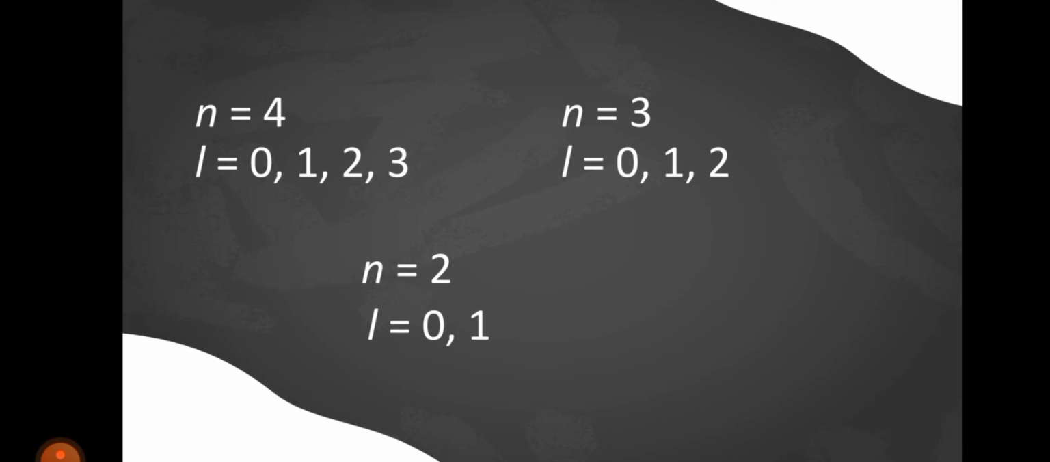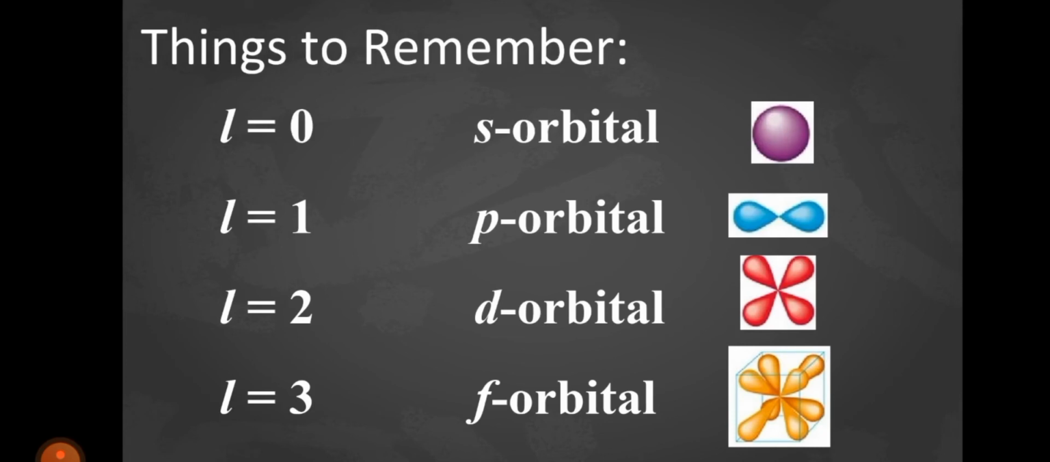Para malaman natin kung ano yung possible values ng L, n minus 1 lang. Let's say dito sa una, 4 minus 1 is 3. So, yung possible values natin dito sa una is 0 to 3. Next, n is equals to 3. So, papalitan natin tong n ng 3. 3 minus 1 is equals to 2. So, ang possible values ng L natin dito sa pangalawa ay 0 hanggang 2. Ganun lang siya kadali.